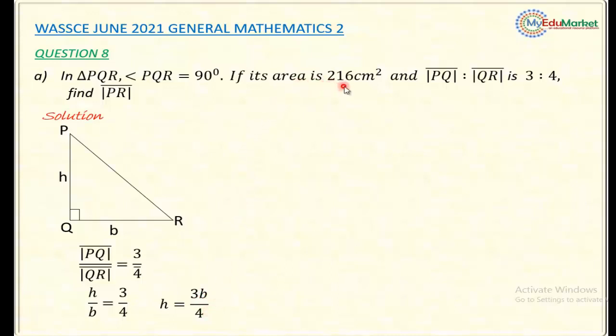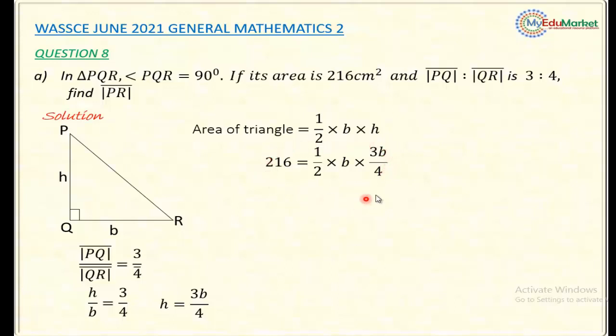The area of that triangle is given as 216 centimeters square. So let me attempt to get the area of that triangle. Area of triangle is given by the formula 1/2 times base times height, that is half base times height. The H is expressed now in terms of the base. So I'll now substitute the area given. So I have 216 for area because it's given in the question, equals a half times B, times instead of H, I have H now as 3B/4.